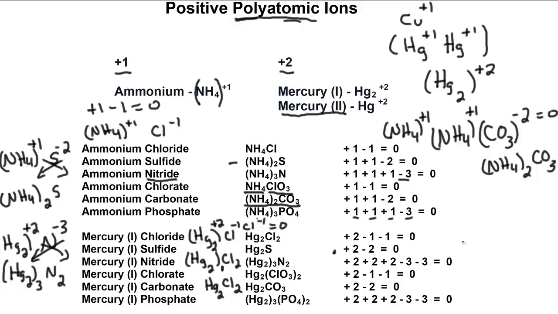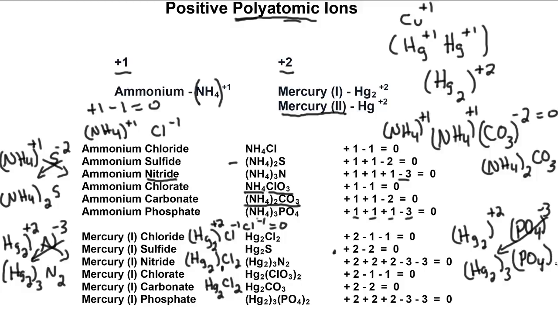Mercury 1 phosphate. Let's look at that one. Mercury 1, Hg2, +2 charge, phosphate, PO4. This whole thing has a -3 charge. So mercury 1 phosphate is going to be Hg2, bring down that 3, and then you're going to have PO4, and then bring down that 2. Mercury 1 phosphate. That's how it's written.